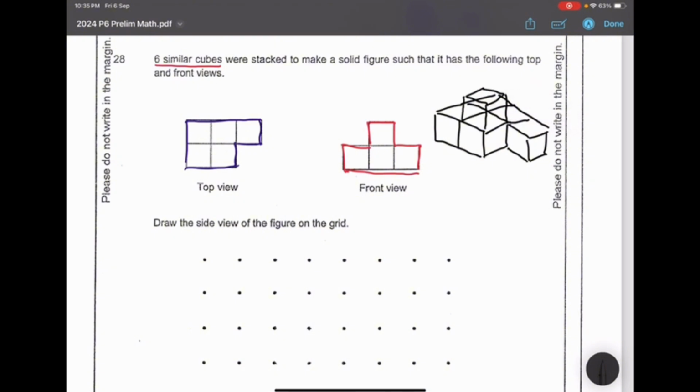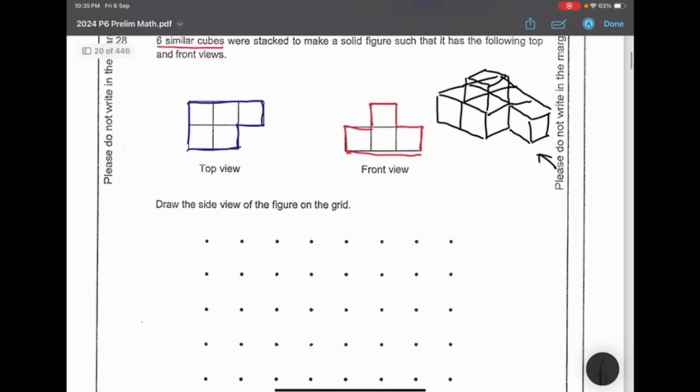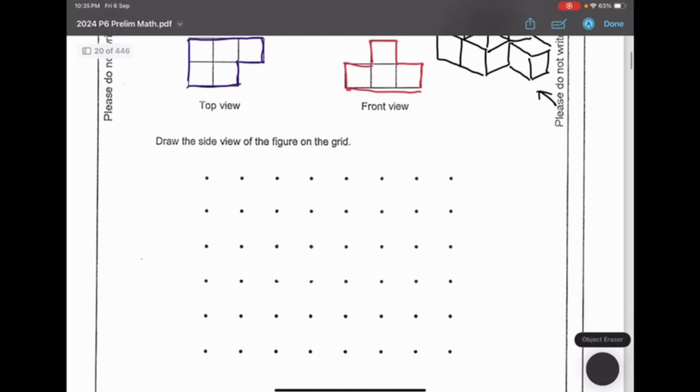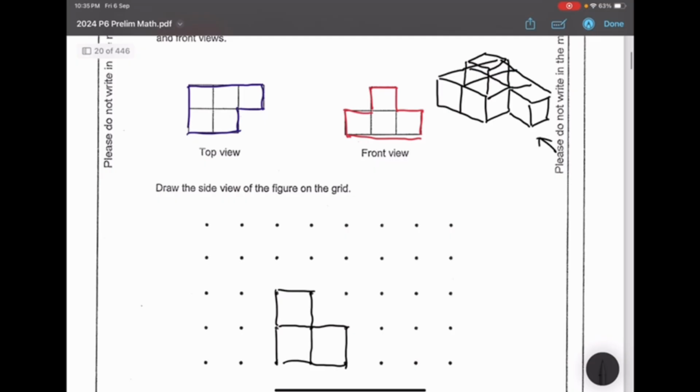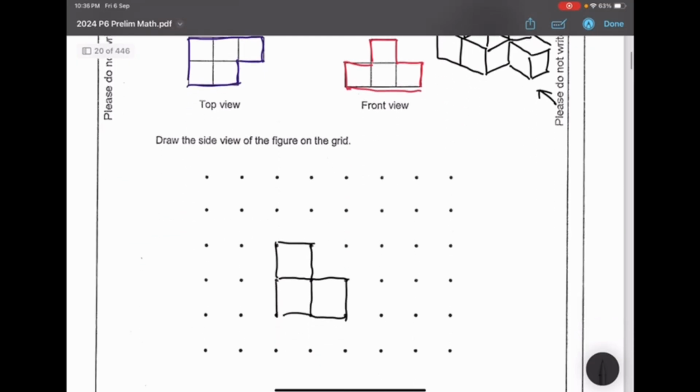Are you seeing this? Alright, so if we were to look at it from the side, which is over here, it would look something like this. So we have 2 at the bottom and 1 at the top. And that is your answer for question 28.